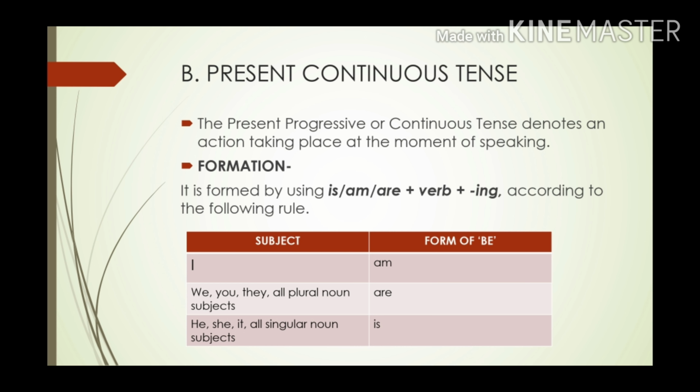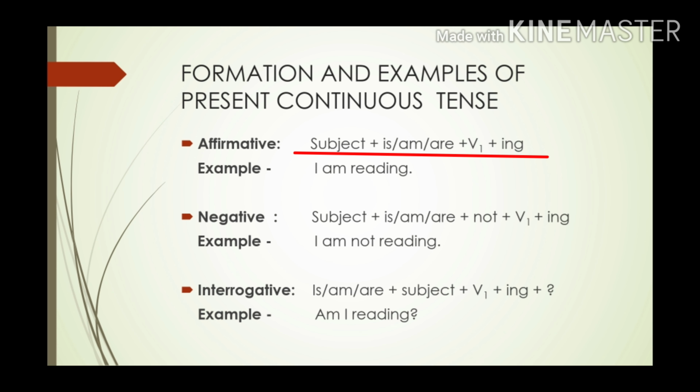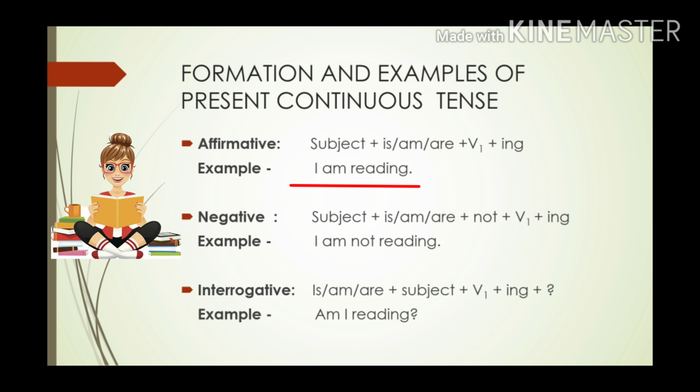Now let's see the formation of present continuous tense with the help of some examples. In affirmative sentence, the formula is subject plus is/am/are plus verb first form plus ing. For example, I am reading. Here, I is the subject, am is the helping verb, and main verb is read, with which we will put ing. Then it will become I am reading.